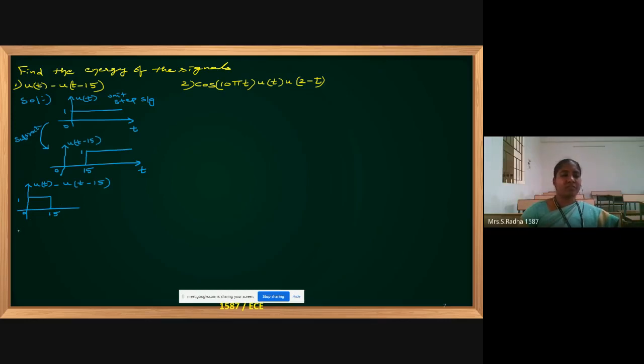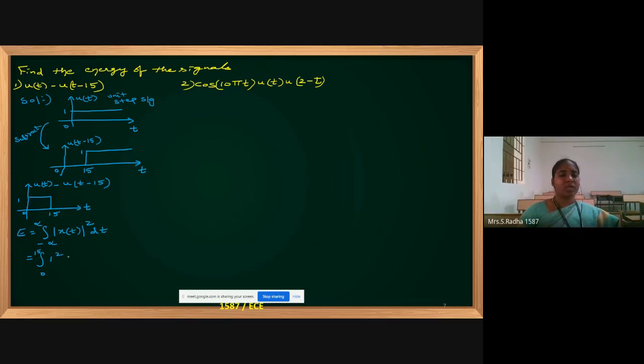So what is the energy formula? Energy is nothing but the integration from minus infinite to plus infinite of the modulus of the signal, squared, dt. Now the final signal is between 0 to 15. The x-axis is the time parameter, between 0 to 15, and the height of the signal is 1.